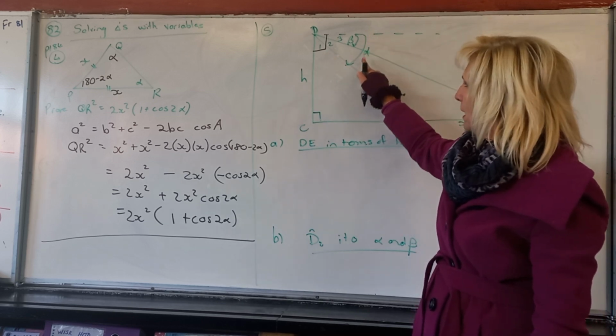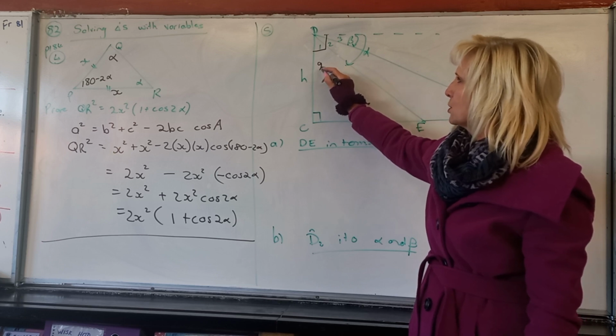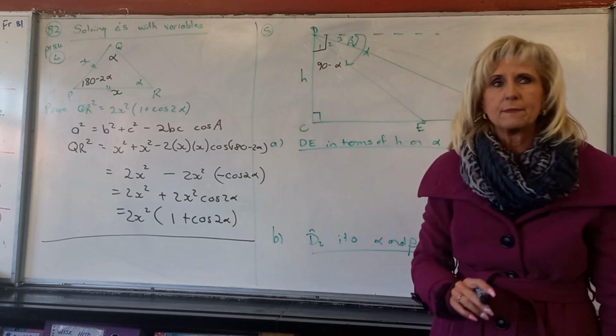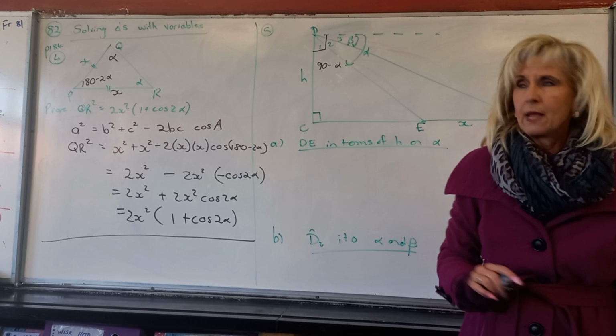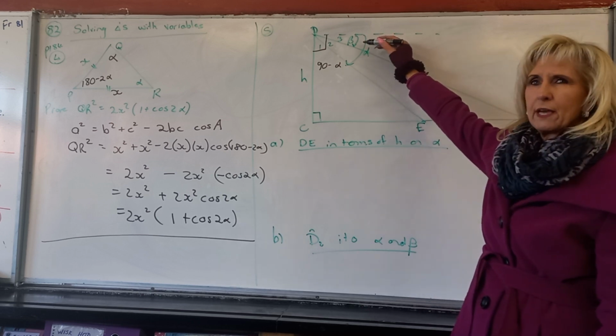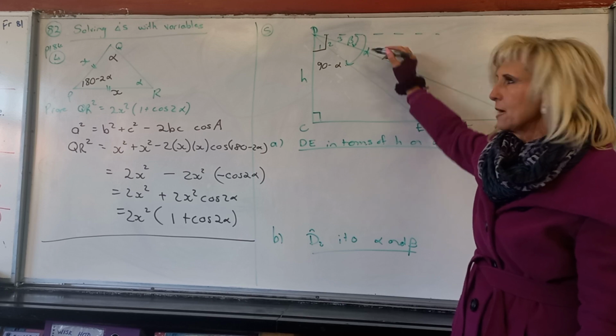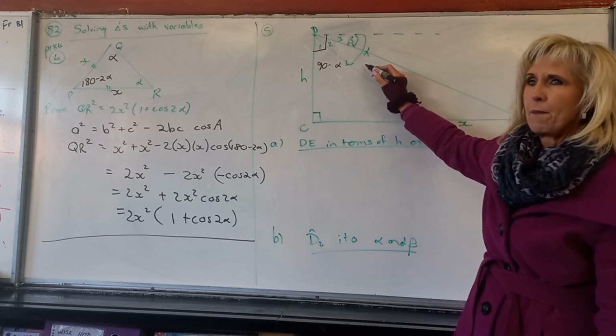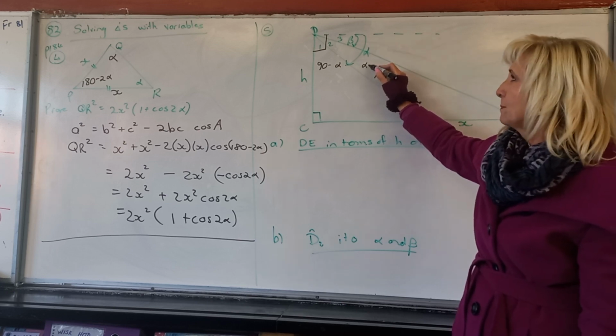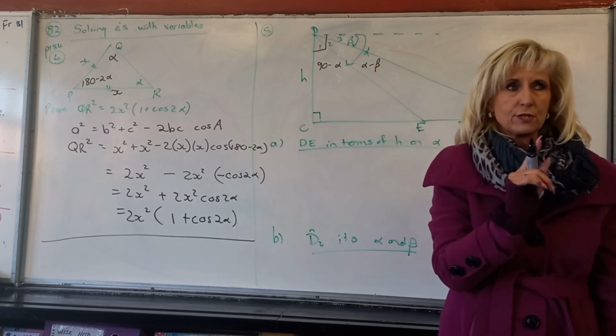So if this whole angle is alpha, then there should be 90 minus alpha. Do you agree? Beta and alpha here. That piece is beta. That whole piece is alpha. So how much is this? Not beta minus alpha. There's a vast difference.